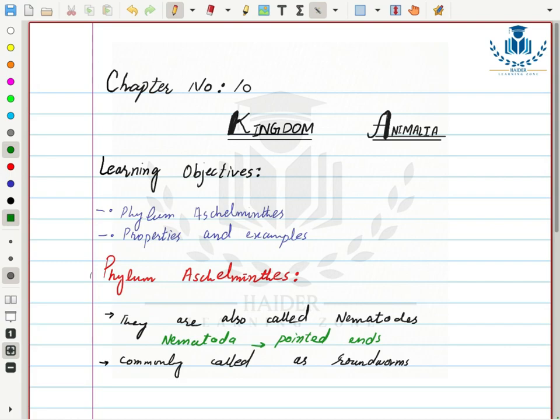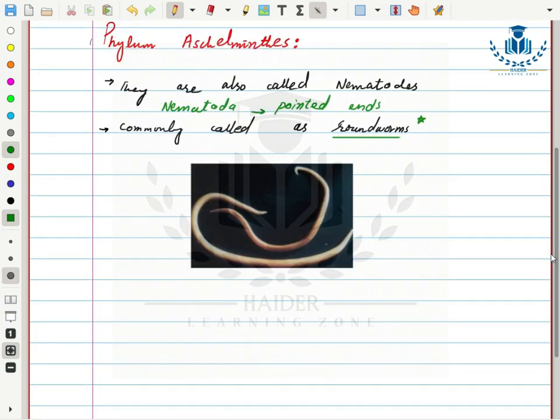They are called roundworms because their body is round from one end to another end. That is why they are commonly called roundworms. From the MCQ point of view, this is important. As you can observe in this picture, this is a roundworm named Ascaris. It has pointed ends like this, and the rest of the body is round. Therefore, they are called roundworms with pointed ends.